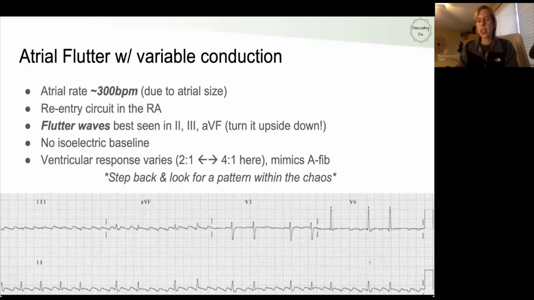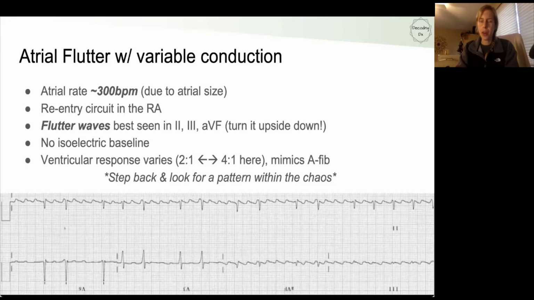And one little trick with atrial flutter is that sometimes if you're having a hard time figuring out if this is flutter or if this is fib, and if this is variable or constant conduction, if you turn the EKG upside down, sometimes it's actually easier to see the sawtooth pattern with the EKG upside down. It has to do with the way that the QRS complexes are aligned, and I find this helpful in practice. It helps me to be able to distinguish the more clear sawtooth pattern.